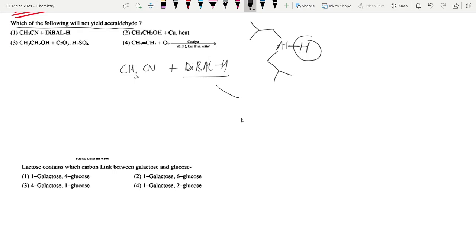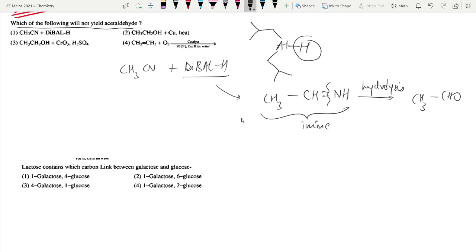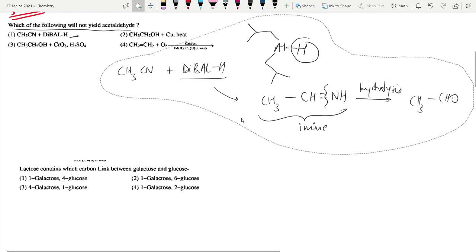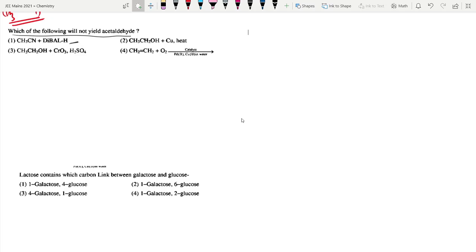So what I can think of is partial reduction, CH double bond NH. And this imine, after hydrolysis, but that's not written here, after hydrolysis it can give CH3CHO. Here you can do the hydrolysis, and if hydrolysis would have been done, then I would have gone with acetaldehyde, but if it's not there, then I would look for the second option. The second option will not yield. Okay, so remember this is will not yield.